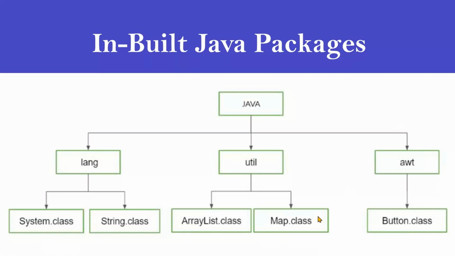Now if you want to use the System class, we need to use java.lang. If you want to use ArrayList, we need to use java.util. We need to import this package. If you want to use Button, we need to use java.awt. So like that the hierarchy goes.